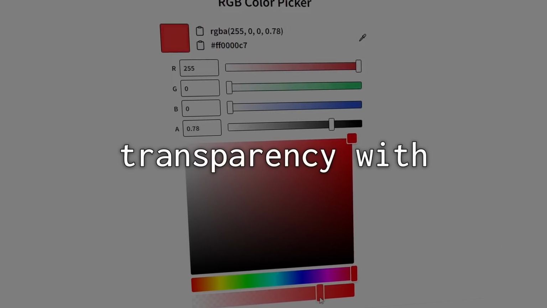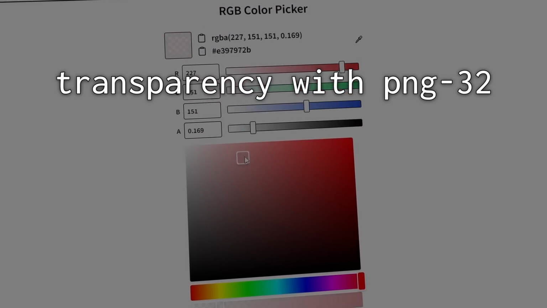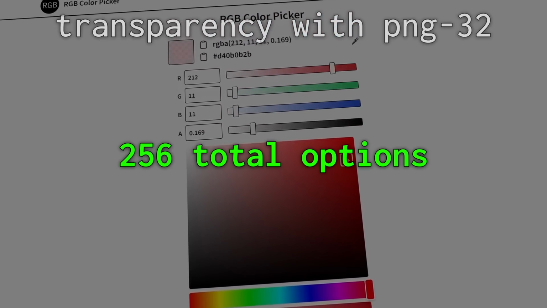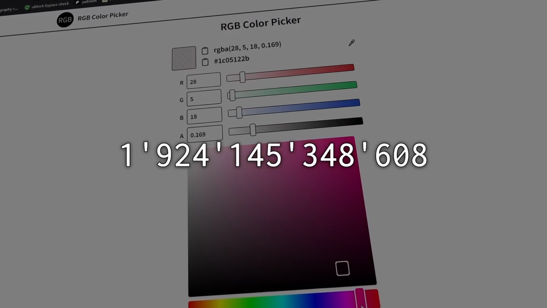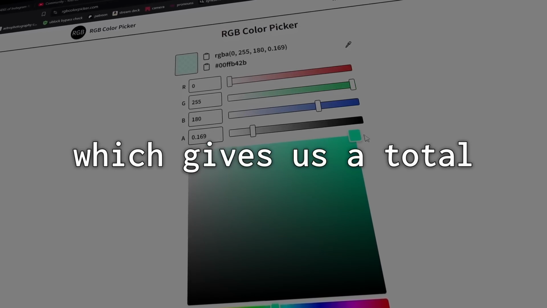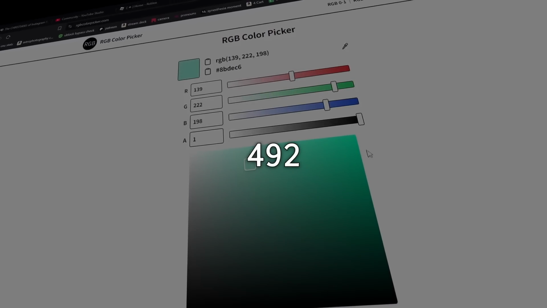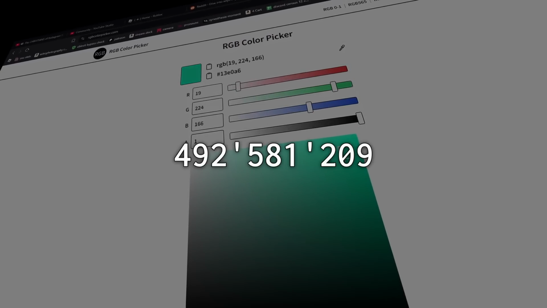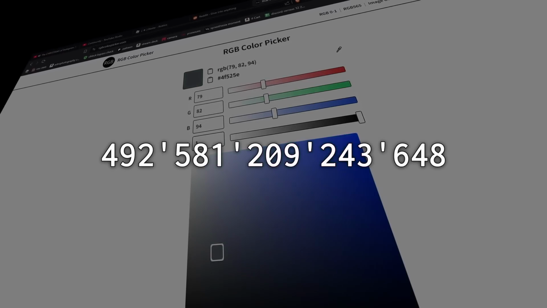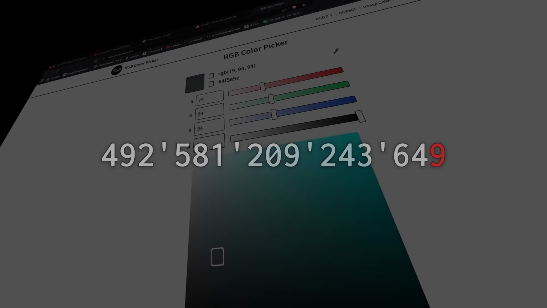So transparency with the current PNG format, PNG32, has 256 options, meaning we now need to multiply this number by 256, which gives us a total of 492,581,209,243,648 options for shirts, plus 1 for no shirt at all.